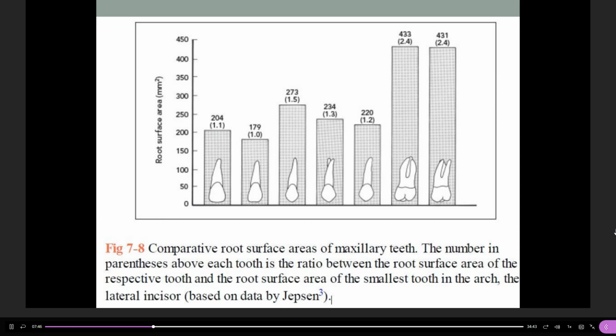So they have done studies and found that the root surface area of the teeth is generally in this order. The maximum root surface area in the maxilla is for the first molar, then the second molar, then canine, followed by first premolar, central incisor, second premolar, and the least is for the upper lateral incisor. This is a broad measurement and it can vary, but generally you should know that the root surface area of the maxillary first molar is maximum.